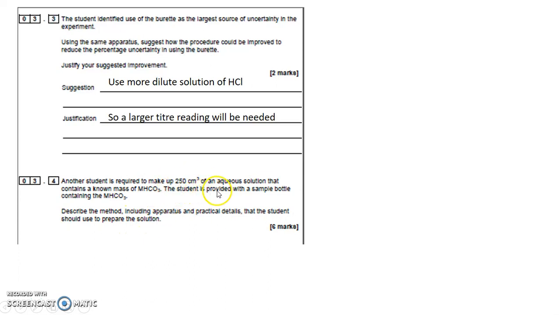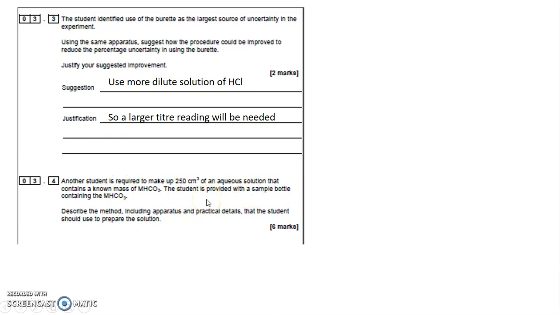So I've got to try and get a known amount of this solid into 250 centimetres cubed in something like a volumetric flask. A volumetric flask is a flask with a mark on it, and when you fill it up to the bottom of the meniscus on that mark, it means you've got 250 centimetres cubed of solution in there. So first of all, I've got to get the solid out of the sample bottle. I've not got to get it all out of the sample bottle. I've just got to know how much has come out of the sample bottle, because it says I've got to have a known mass. So as long as I know how much I've taken from the sample bottle, that's okay.